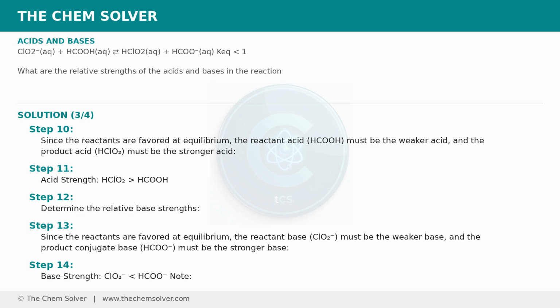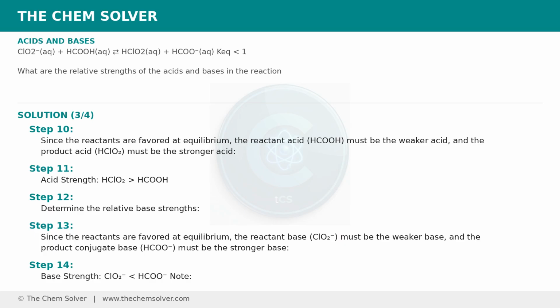Determine the relative base strengths. Since the reactants are favored at equilibrium, the reactant base, ClO2 to the power negative, must be the weaker base, and the product conjugate base, HCOO to the power negative, must be the stronger base. Base strength: ClO2 to the power negative less than HCOO to the power negative.